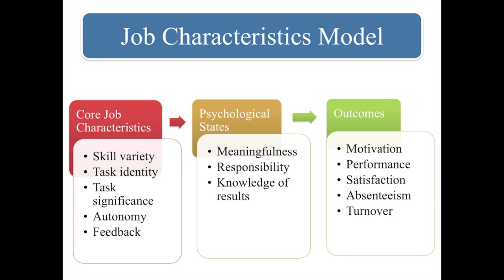The job characteristics model is very useful in thinking about how we design jobs. The idea behind the model is simple. There are 5 core job characteristics: skill variety, task identity, task significance, autonomy, and feedback. Let's take a moment to think about each of those. Skill variety is the idea that a number of different skills are demanded of you to do your job.